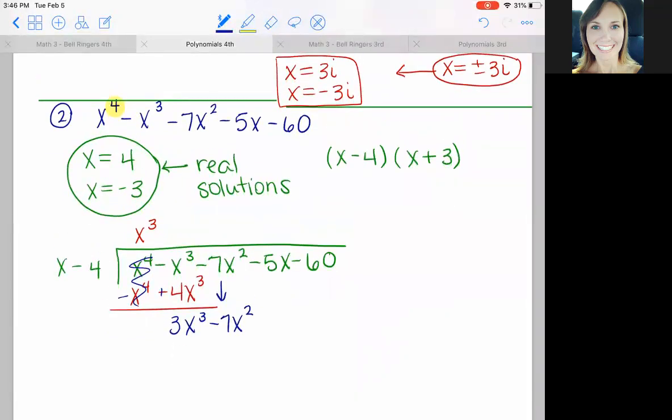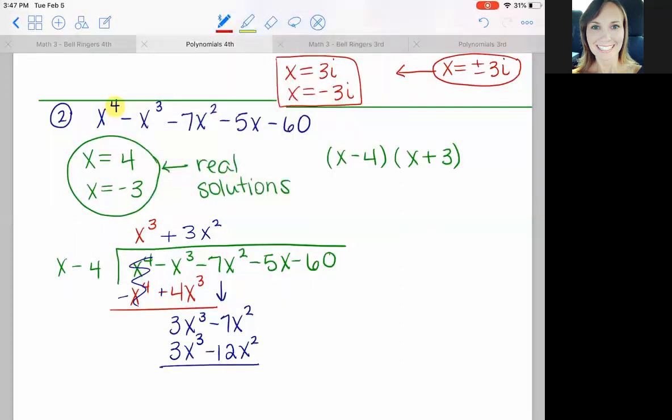So x times something gives me 3x cubed. I know it's going to be a 3 because 1 times 3 gives me 3. And then I have the -4 times the 3 for my second step, but I still have to get the x's. So x times x squared gives me x cubed. So I do x times 3x squared is 3x cubed. And then -4 times 3x squared is -12x squared.